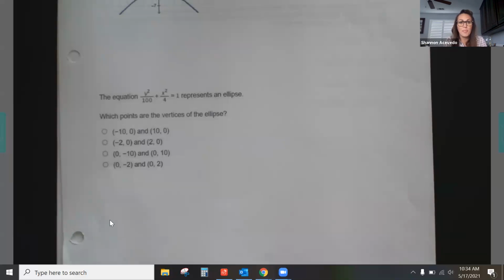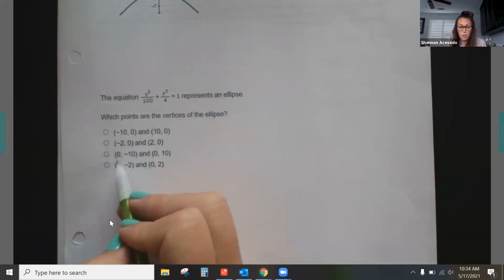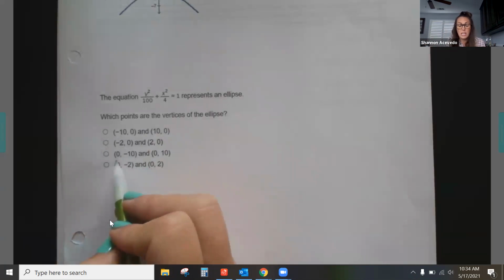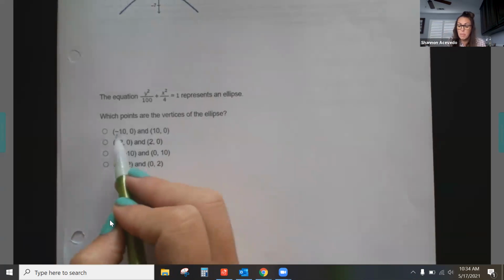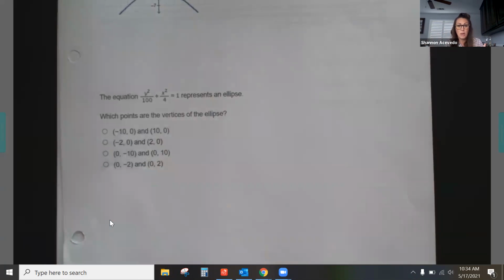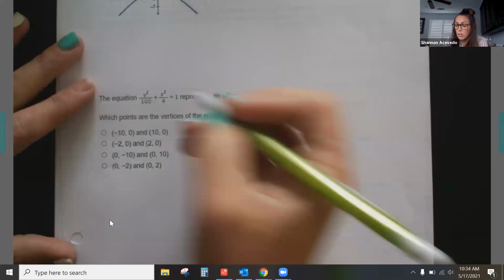Alrighty, so my next one: which points are going to be the vertices? Sometimes you guys just try to do stuff in your head and accidentally switch your values. Instead of 0, -10, you put -10, 0 and choose that one. Don't throw yourselves off and make silly mistakes. So just do a quick little sketch.